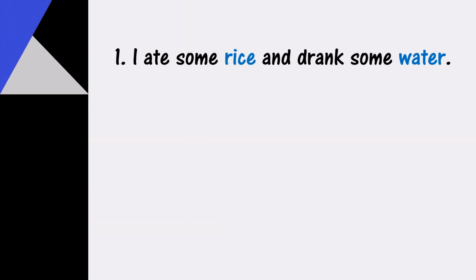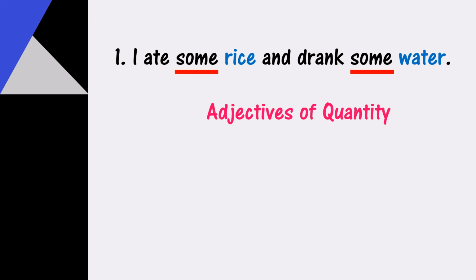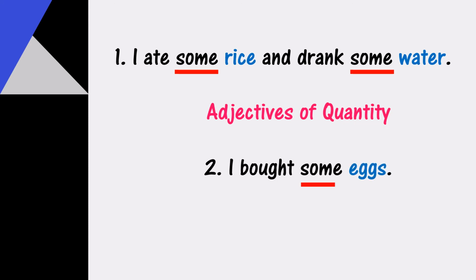So for better understanding, let us take these examples. I ate some rice and drank some water. So here the adjective is some. So he's telling some rice and some water. So water and rice cannot be counted. So it is an adjective of quantity. I bought some eggs. So here some is again the adjective, but eggs can be counted. So it is an adjective of number.